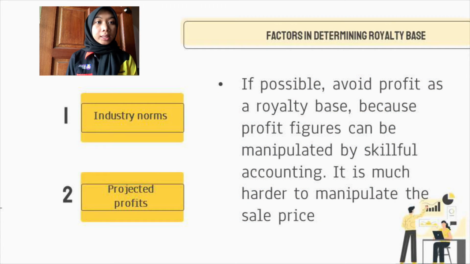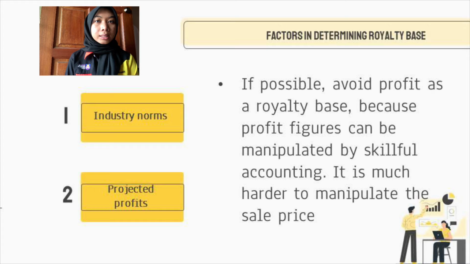There are two factors in determining the royalty base. First is industry norms. Industry norms, also known as financial statements, are used when comparing a company's performance to competitors in the same industry. Second is projected profits.